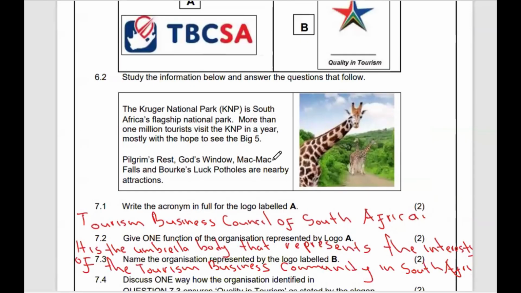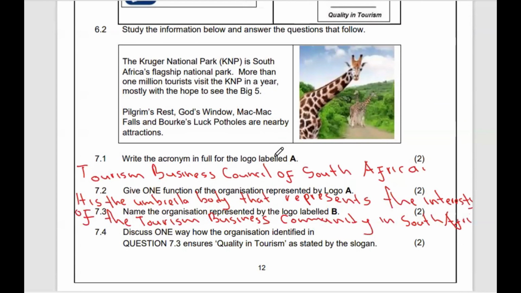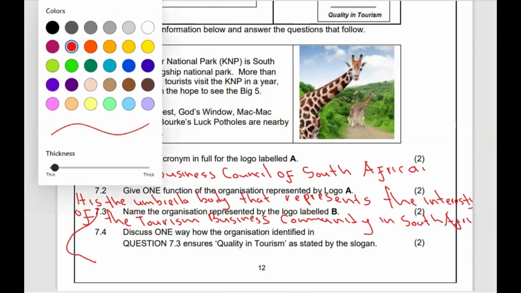So if you look at B, before we move on to 7.4, let's also answer 7.3. 7.3 reads, name the organization represented by the logo labeled B. So on B, we only have a logo, but there was no name given. So the name should be the TGCSA.